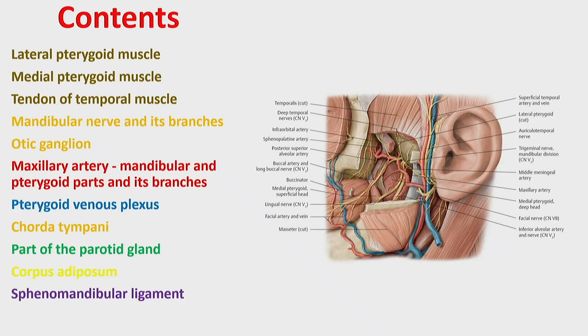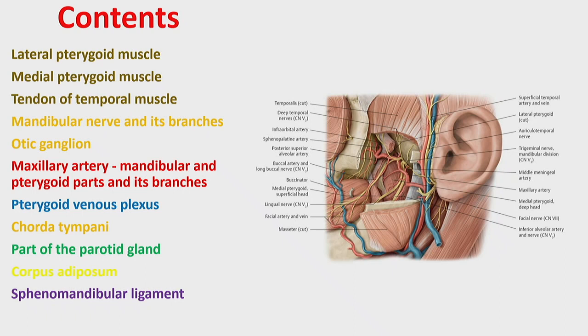Another structure that passes through the foramen ovale is the accessory meningeal artery, and also the emissary vein. The emissary vein connects the extracranial vein, in this case the pterygoid venous plexus, to the intracranial vein, which is the cavernous sinus. In a while we are going to discuss. So the pterygoid venous plexus is a content of the infratemporal fossa because it is immediately under the oval foramen, yes.